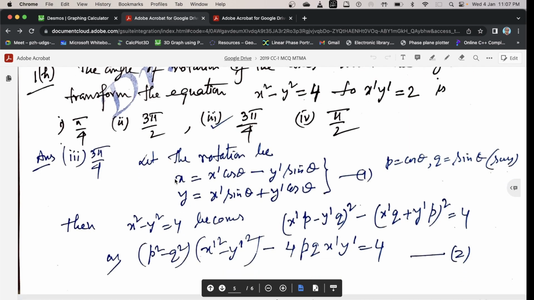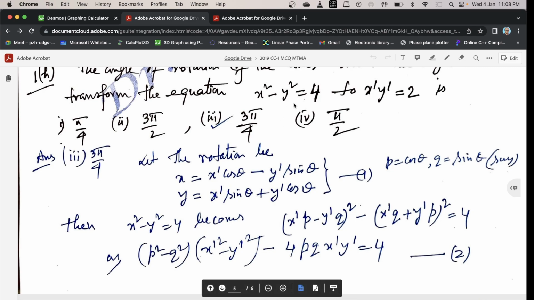Here we take the rotation formula. The rotation formula is: x equals x' cos theta minus y' sin theta, and y equals x' sin theta plus y' cos theta. Here x, y are the original coordinates, and x', y' are the coordinates after rotation.